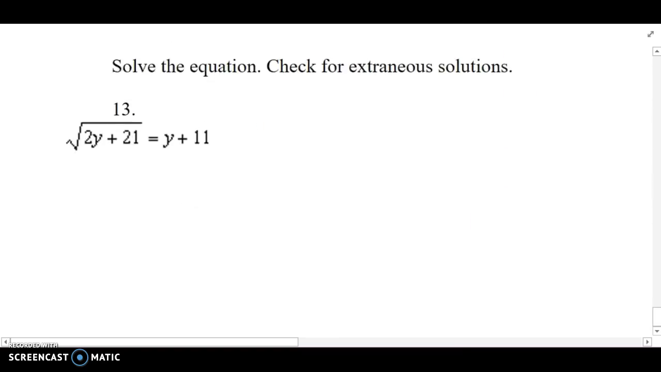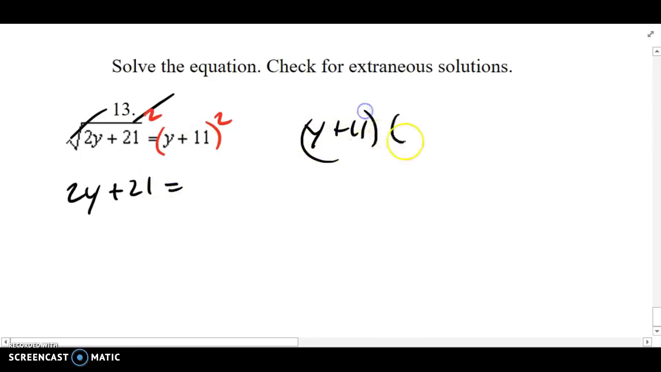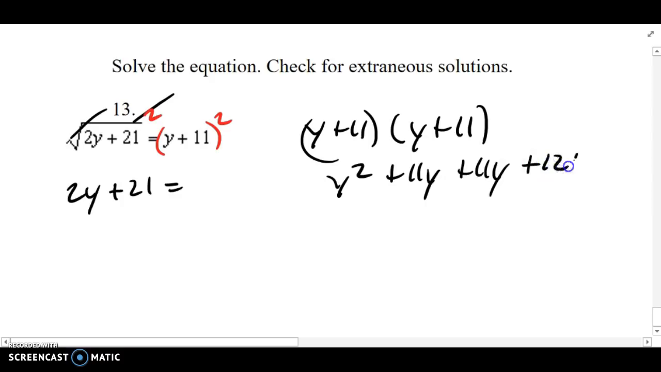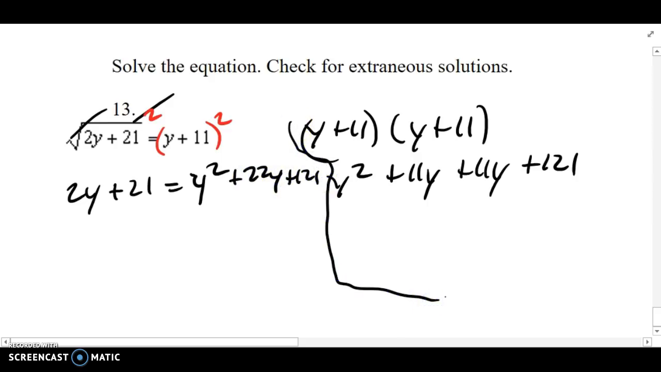Okay, last question of the test. Again, this is a little bit harder one. I am running a bit out of time, so I will have to do this a little quickly. But again, the same thing. We get rid of that by squaring. And then this is going to be a FOIL. Okay, so we got first, outer, inner, last. So we get y squared plus 22y plus 121. Okay, that's when we get that here.